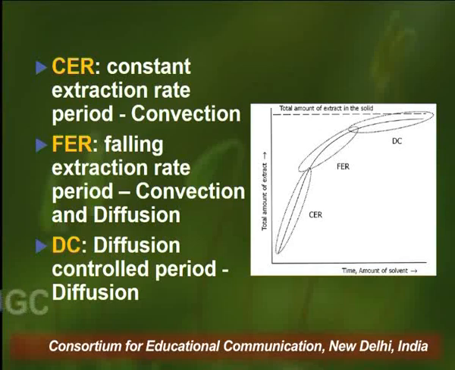The purpose of showing this graph was that when we discuss exhaustive and non-exhaustive extraction ahead in the lecture, this graph will help you understand the difference between them. So briefly, I will give you an idea. If you are going for exhaustive extraction, that is, you want to extract almost all the components from the plant matrix, you have to enter and complete the third, that is the DC phase of the extraction process. Whereas if you want to go for non-exhaustive extraction, then you can continue the extraction just up to the FER, or you can complete the FER phase of the extraction process.